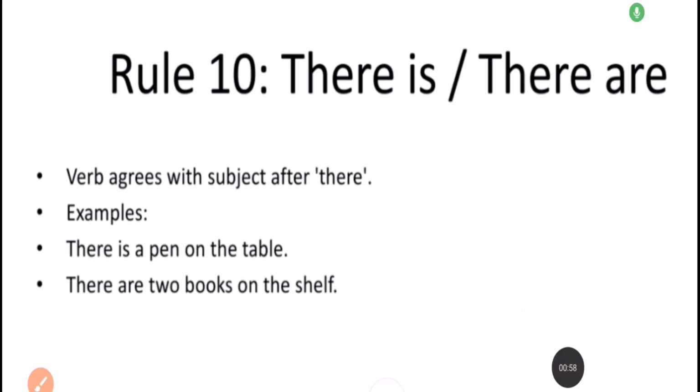Let's see rule with there. Verb agrees with subject after there. Example, there is a pen on the table. There are 2 books on the shelf. So here a pen is given, that's why we are using is, and here 2 books given, that's why we are using are.